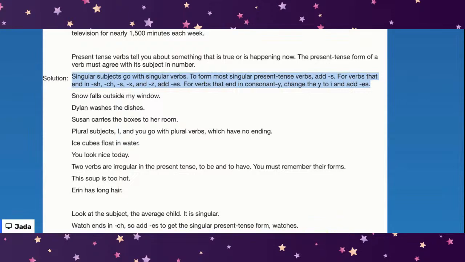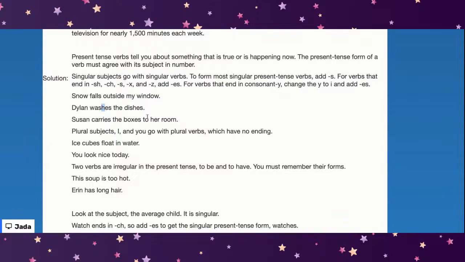For verbs that end in consonant and y, change the y to i and add es. So if you have a verb that ends with y, you have to change that y to i and then you add es. So snow falls outside my room. Now, this is a singular subject, singular present tense. So falls, take notes, I said you need to add s when it is in the present tense of the singular verb. So you have to add s to the verb. Dyla washes the dishes, and because this one ends with sh, the wash ends with sh, you need to add es.